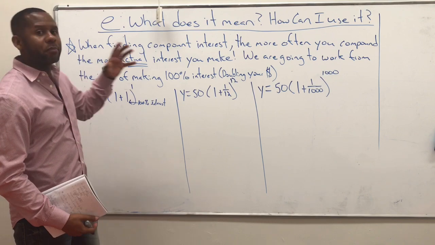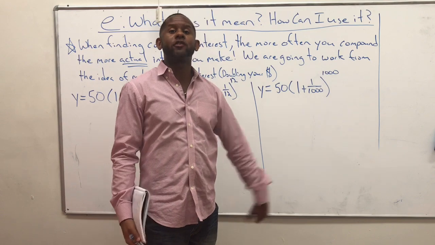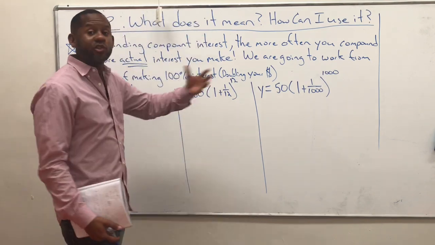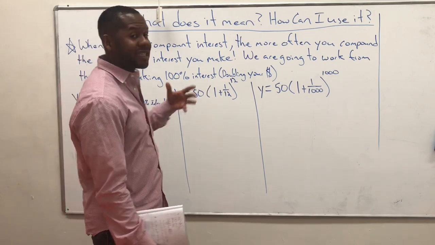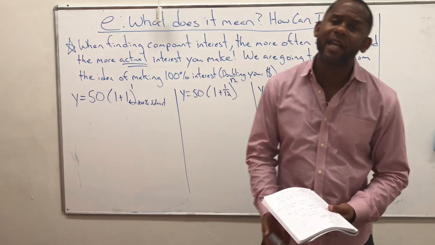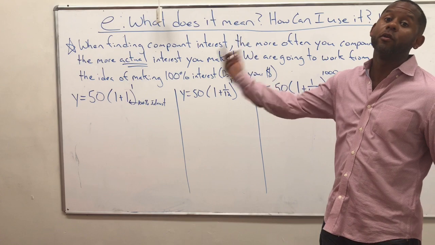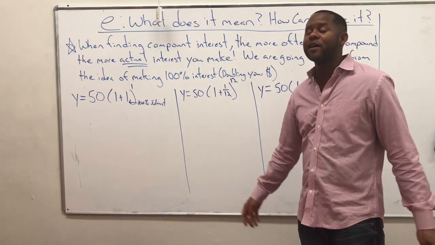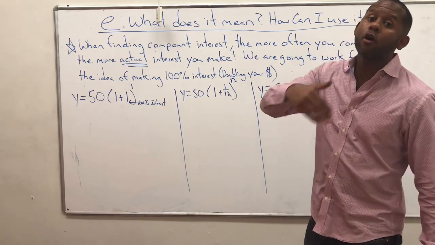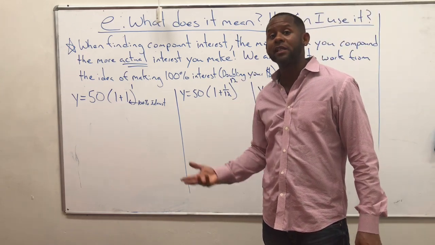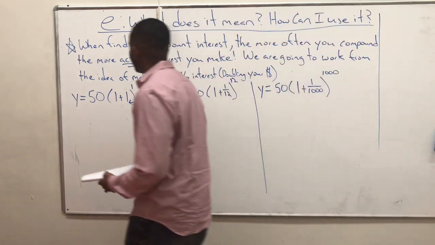So, when I'm finding compound interest, you should remember that the more often you compound your interest, the more money and actual interest you actually make, okay? So, we're gonna work from this idea, and E works from this idea that we have some kind of account that makes 100% interest. Right? In other words, you would double your money in a year or whatever. You don't find those too often, but we're going to work from this idea. And we're going to see how the more often I compound my money, the more money I actually make, the more actual interest actually exists.